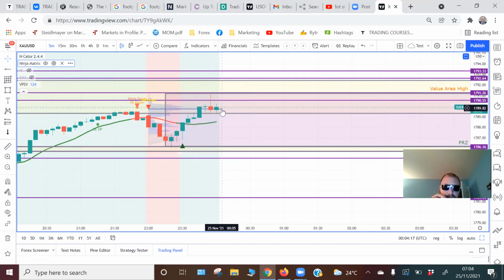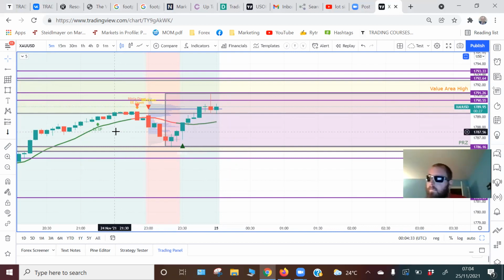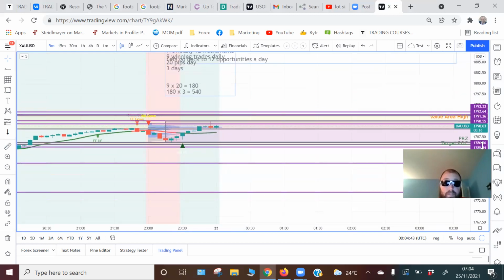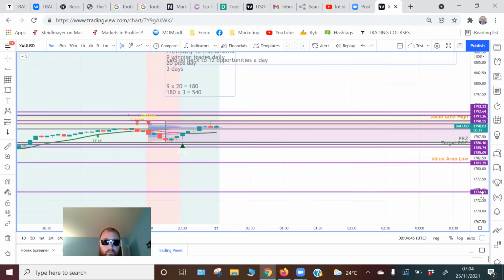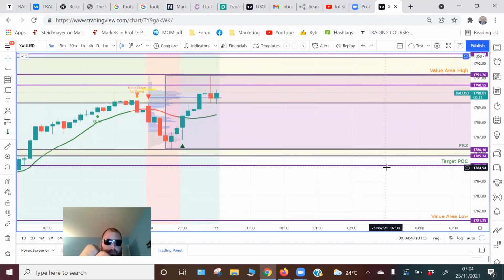So we would wait for this to first turn red, and then with the Heikin-Ashi candles, I would have alerts set for the Matrix, and also alerts set for the Ninjacator. And that's really it. That's us set for today. We've got a value area high, which actually hit and it rejected. Can't make this stuff up. A value area low is just there, and our target is there.